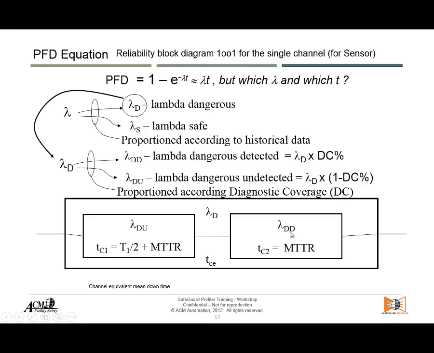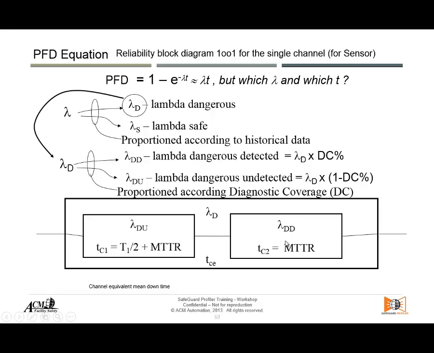So probability of failure is equal to 1 minus e to the minus lambda t, or approximately lambda times t, and that t would be the channel equivalent time. So I have dangerous undetected, and the dangerous undetected failures are only discovered at proof test time, on average T divided by 2, plus the time that it takes to restore that system. And then another part would be the addition of the lambda failure rates for dangerous detected.